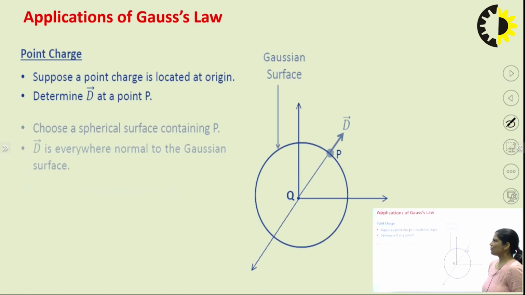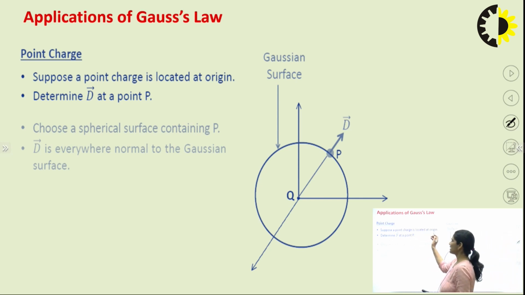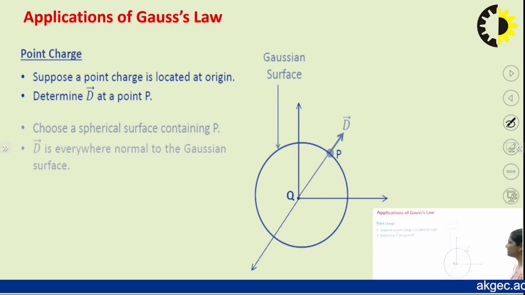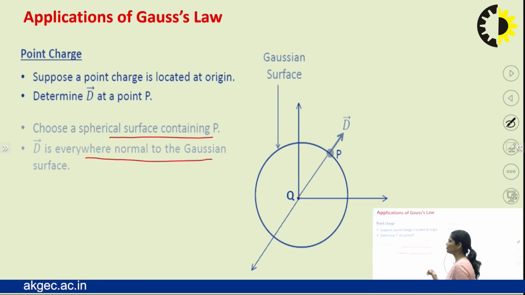Now the application of Gauss law, first is point charge. Suppose a point charge is located at the origin. Let this be your sphere, this is the origin, and the charge is Q at this point at the origin. Here is a point P, and you have to determine the electric flux at this point P. Now choose a spherical surface containing P. D is everywhere normal to the Gaussian surface.